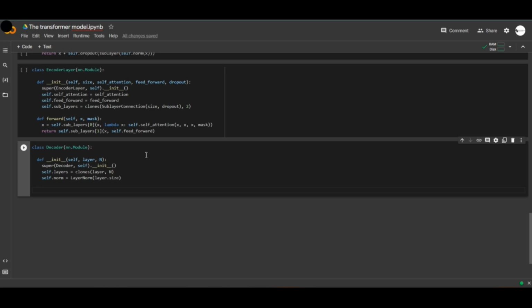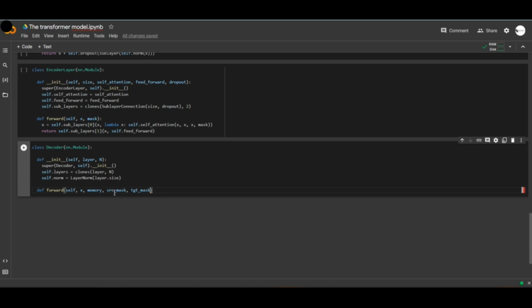So here what we need to do is say def forward. What we take in is x, which is the input, then the memory, then we take in the source mask, then we take in the target mask. Let me explain these things again. So x essentially is the input sequence that the decoder is trying to generate or predict from. It's typically the target sequence in a machine translation task.